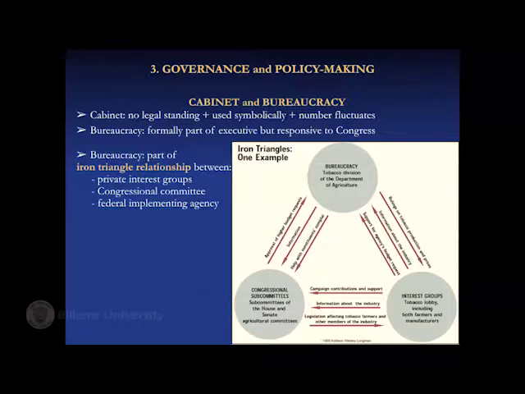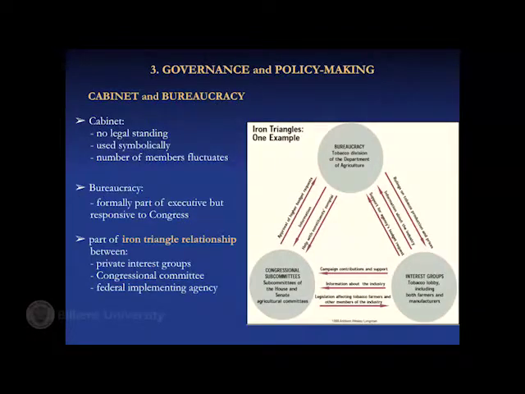Okay, so this system is represented in what's called an iron triangle relationship, in the sense that, as you can see, bureaucracy provides information to the committees. The committees approve requests for budget, and bureaucracy may help with constituencies' complaints.